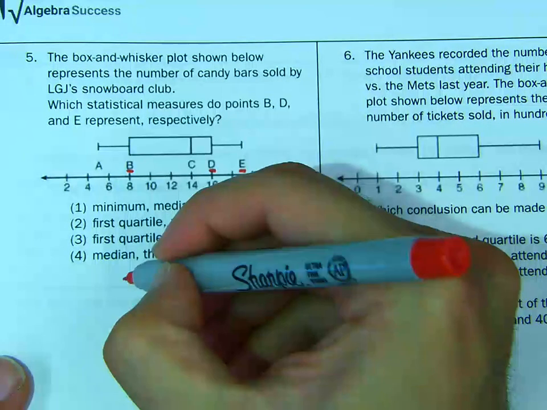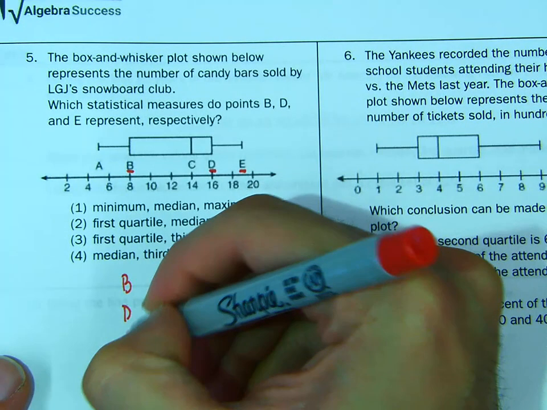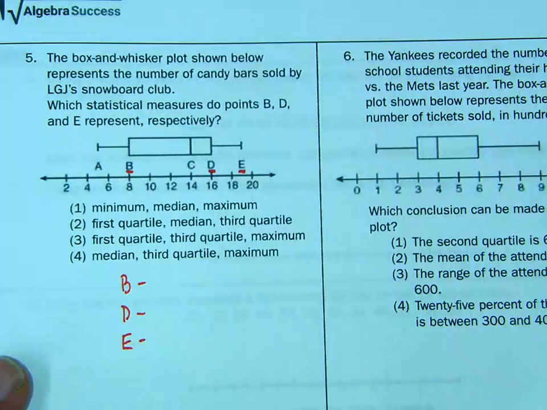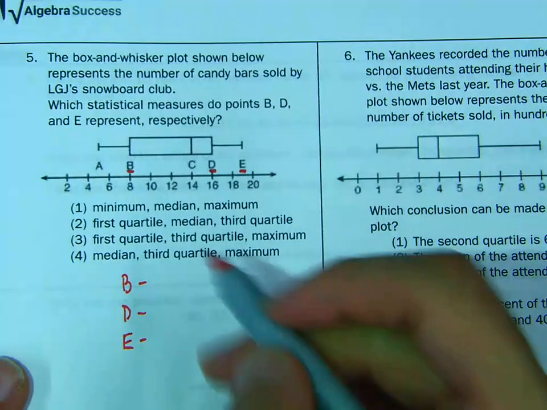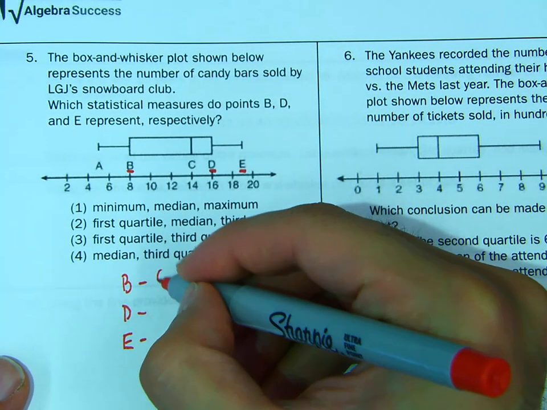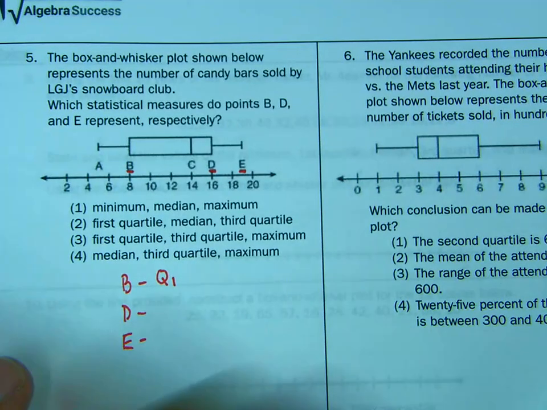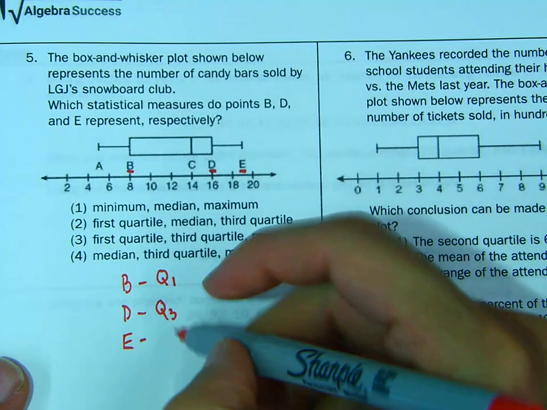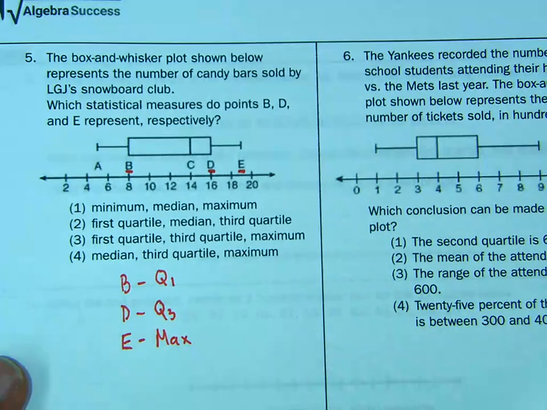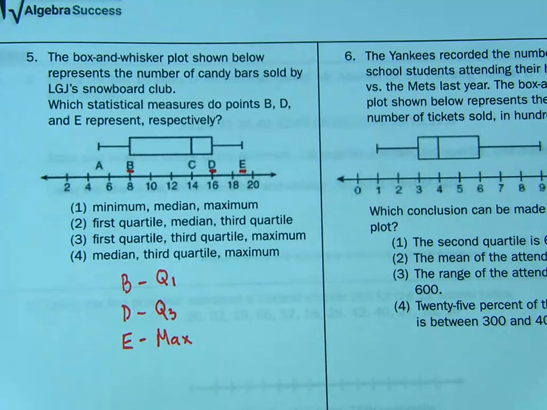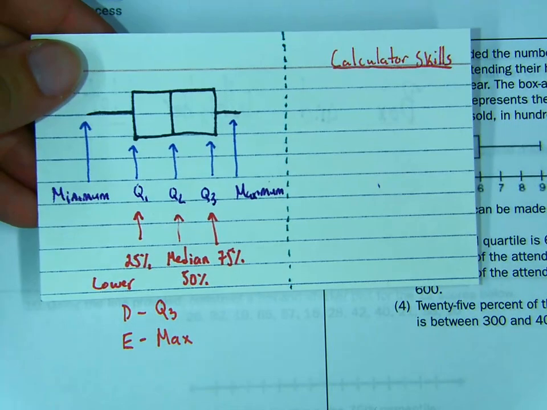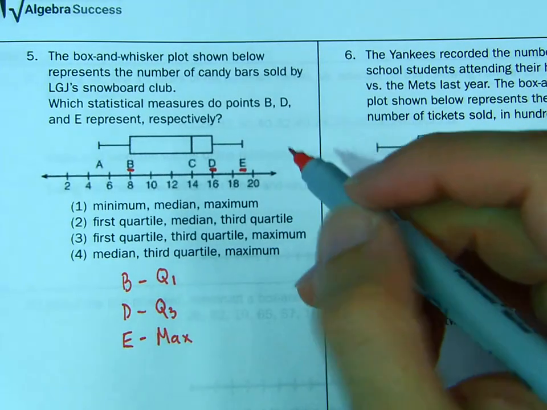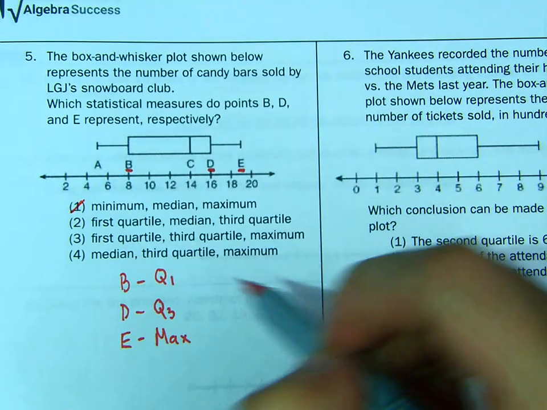What does B represent? What does D represent? What does E represent? B will represent my Q1. D should be Q3, and E should be my max. Because, just look at the picture. Okay, so it's not this answer choice.